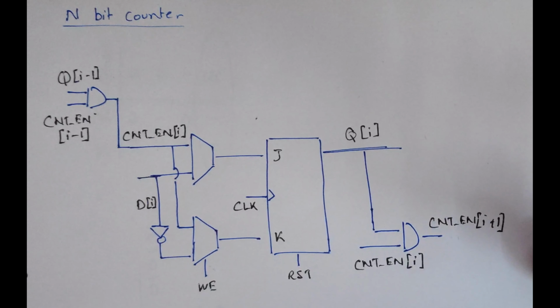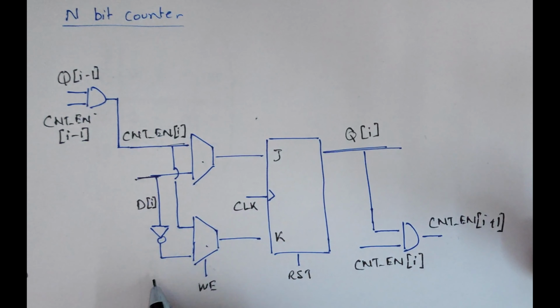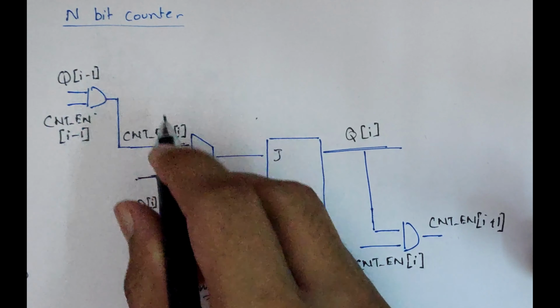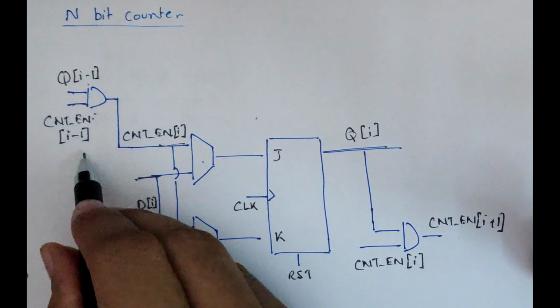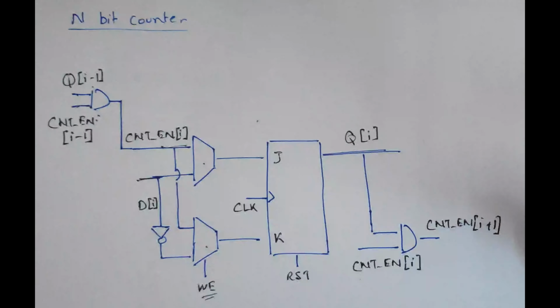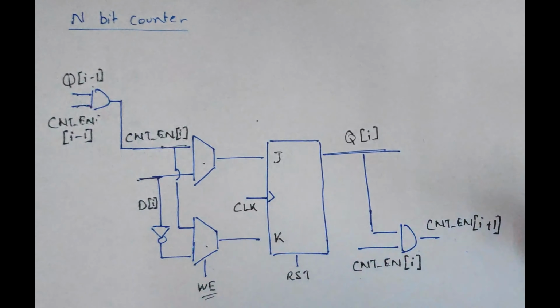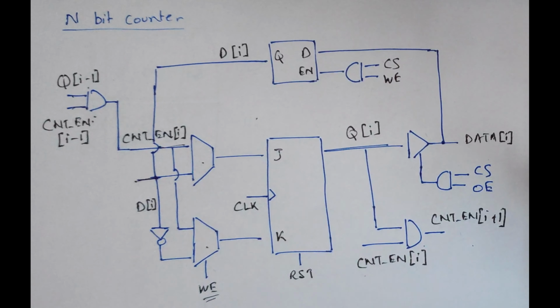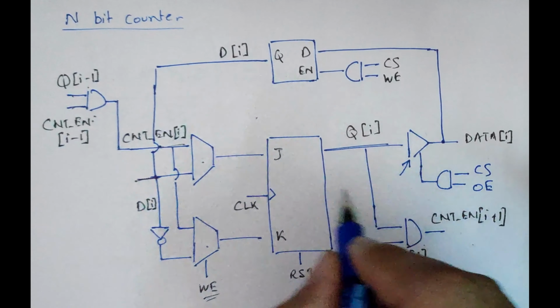Now using this, we can create an n-bit counter like so. These muxes can either pass count n or data to the JK flip-flop, depending upon write enable signal. The count n signal comes from the previous stage of the circuit by ANDing the previous output and the previous count n signal, similar to the 2-bit case. We should also generate the count n for the next stage of the circuit using this AND gate. And finally, we should add support for bidirectional data lines just like the register circuit using this tri-state gate and this latch.